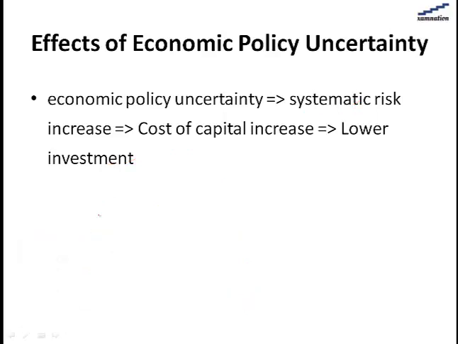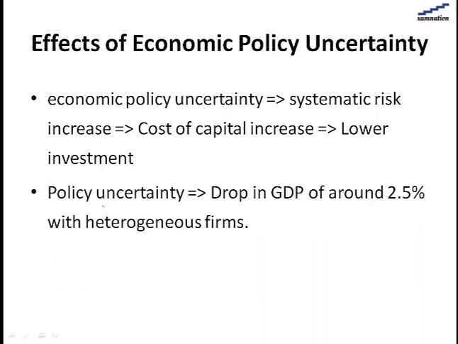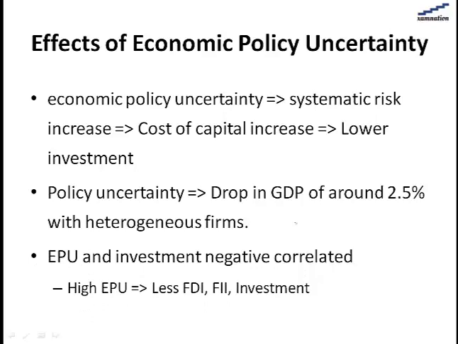So it's very necessary that you reduce the uncertainty as much as possible. You cannot eliminate uncertainty, it will always be there, but you should try to reduce it. Policy uncertainty should be reduced. If there is higher policy uncertainty, there is a drop in GDP of around 2.5% with heterogeneous firms. This is an estimate that has been done. EPU and investment are negatively correlated. The higher the EPU, the less FDI, FII, and investment there is. EPU is economic policy uncertainty.